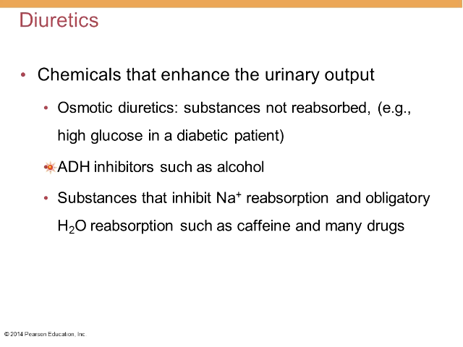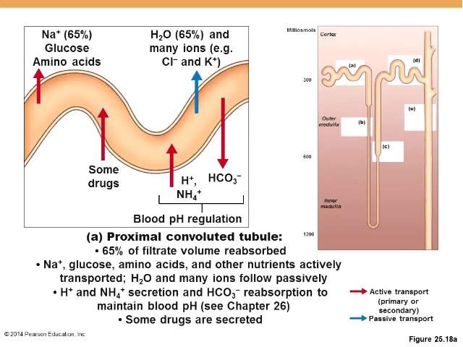Now, we have ADH inhibitors such as alcohol, and we know that allows the urine to flow out, and substances that inhibit sodium reabsorption and obligatory water reabsorption work like caffeine, which can make you urinate also, and there are several drugs that can work like diuretics.